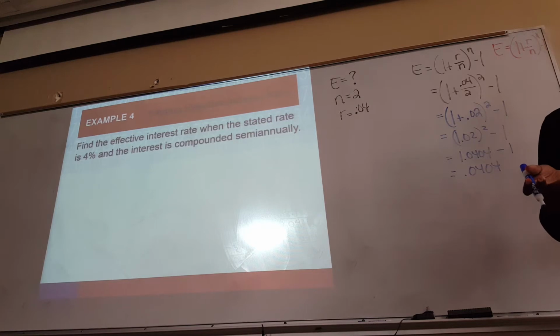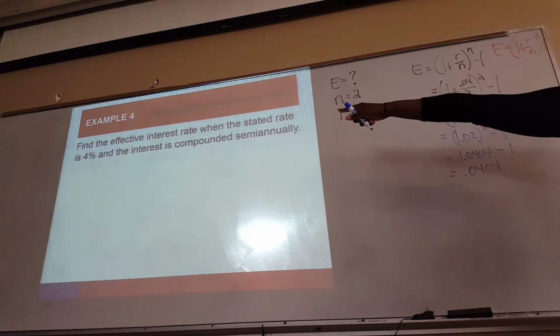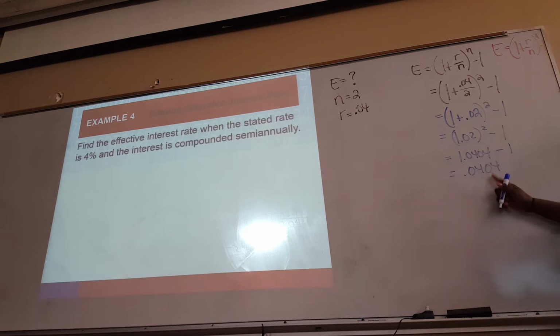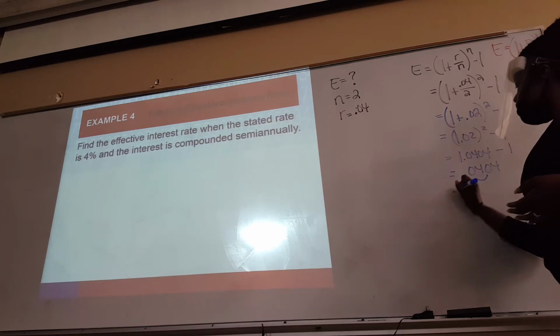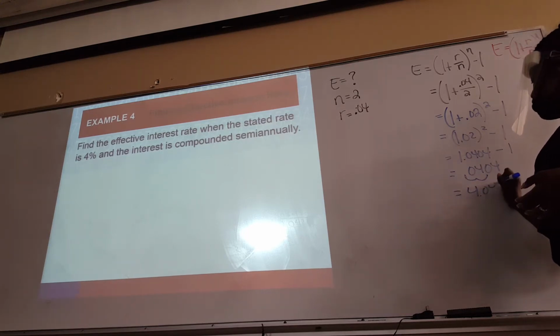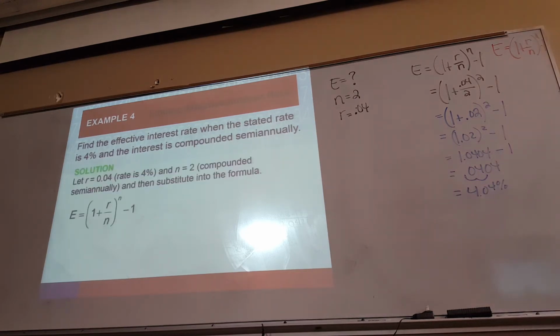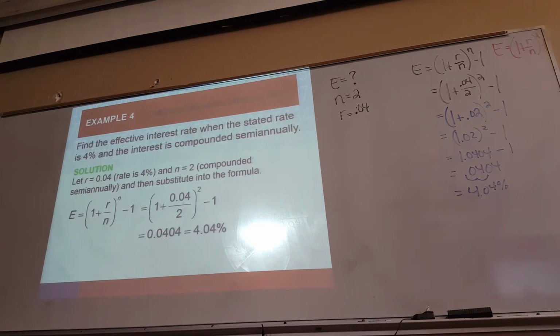So in that problem, how is our rate given to us? A percentage. So we have to change this to a percentage, which we do what? 2 places to the right. So our answer is 4.04%. Like I said, you don't have to use that many steps, but I'm just showing you step by step how to do the process. Any questions? Okay.